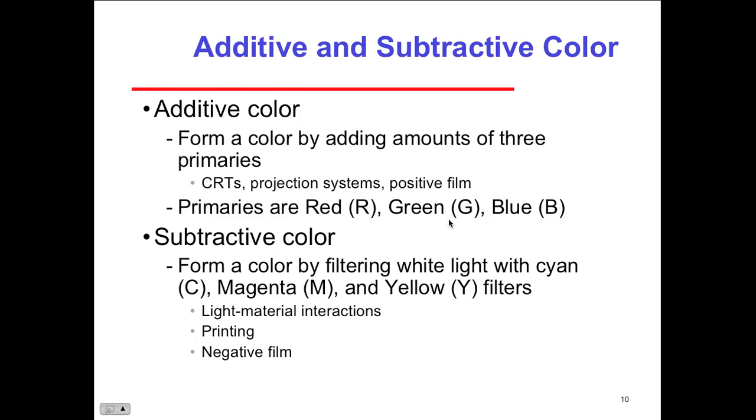Subtractive colors form a color by filtering white light with cyan, magenta, and yellow filters. C for cyan, M for magenta, Y for yellow. So we can apply filters to it and get different combinations. We have light-material interactions, printing, and negative film. All of these use those color bases.